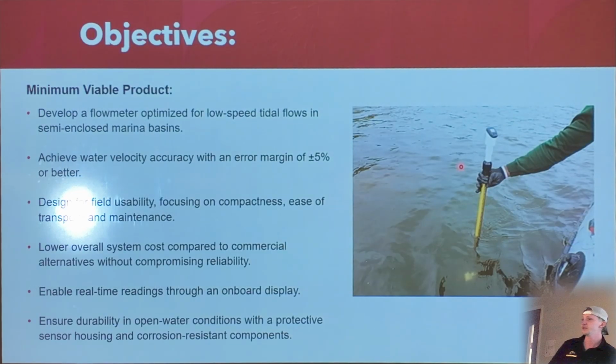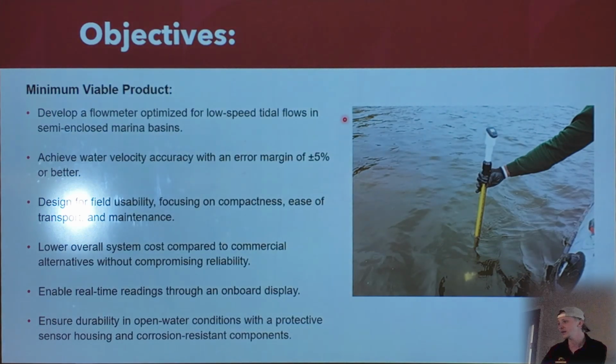Some of my objectives for this project from the beginning: I wanted to develop a flow meter that's optimized for low-speed tidal flows in semi-enclosed marina basins. Now, I wanted to achieve a water velocity accuracy with an error margin of plus or minus 5%. I picked this accuracy mainly due to physics lab error margins.